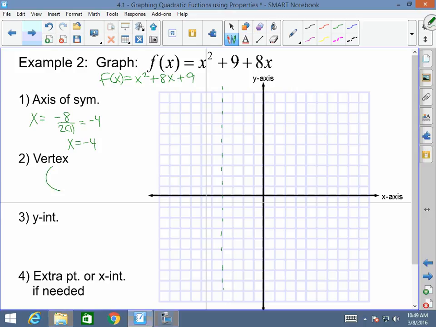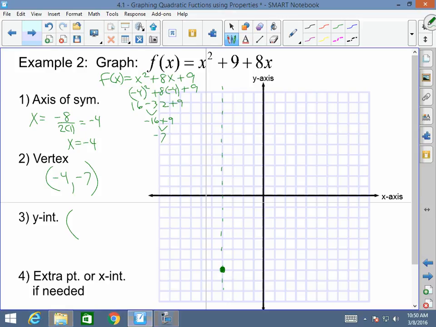Now I want to find my vertex. My vertex is my axis of symmetry x, which is negative 4. Now I got to plug it in and solve for y. So negative 4 squared plus 8 times negative 4 plus 9. That's 16 minus 32 plus 9. That's negative 16 plus 9. That's negative 7. So (negative 4, negative 7) is my vertex. So I go ahead and graph it. 1, 2, 3, 4, 5, 6, 7. Remember that your vertex has to be on your axis of symmetry. If it's not, you messed up.